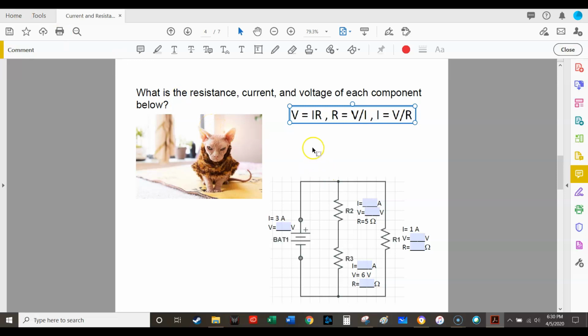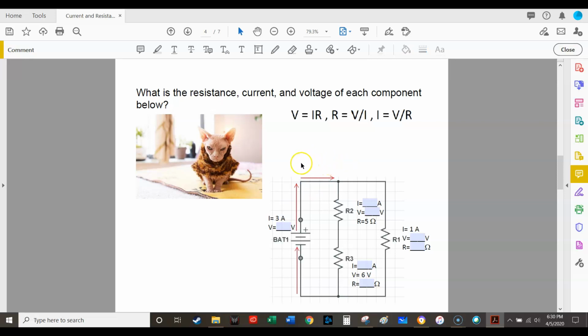All right, we're back. Well, again, I'm going to track the current. So we know the current is leaving here, and we know that's 3 amps. That means there has to be 3 amps coming back into the bottom of the battery. So 3 amps has to be going up to this wire.